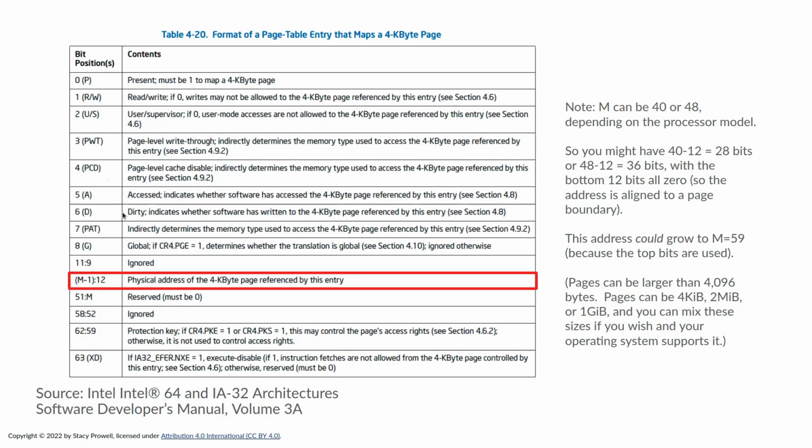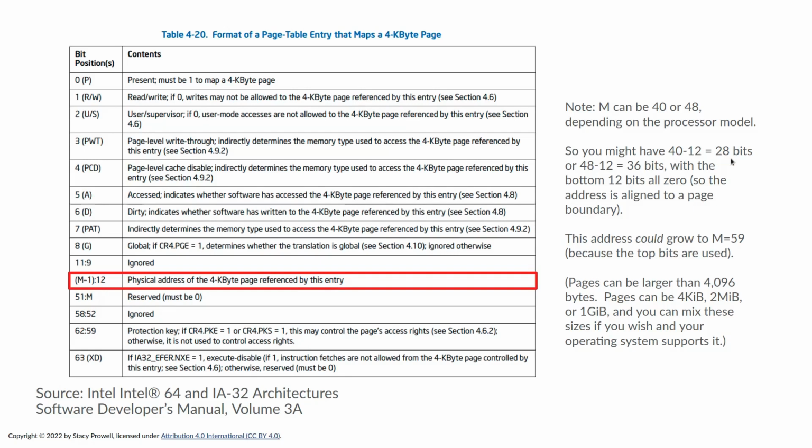Cache disable, access, dirty. That's good. We need to know if we need to write this piece of information back to memory if it's dirty in the cache, and so on. And right here, look at this. Physical address of the 4K page referenced by this entry. Ah, this is good. Here's the physical address. How wide is it? It's m-1 bits wide. What is m? Well, m is 40 or 48, right? Depending on your processor model.